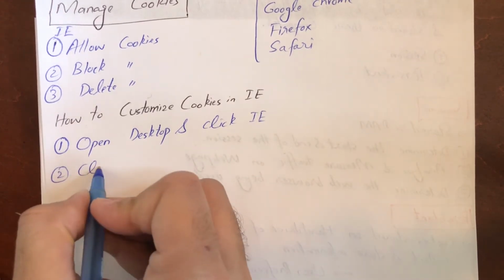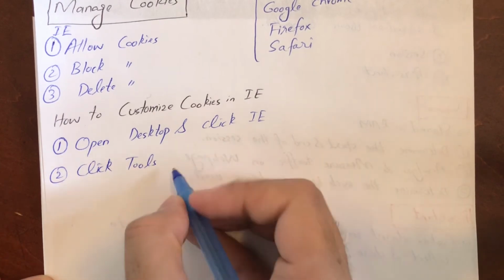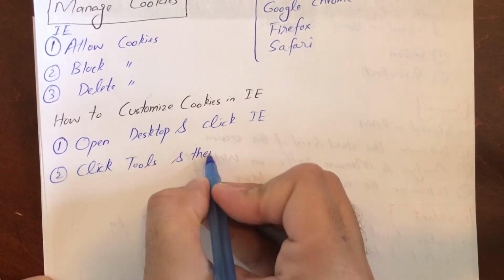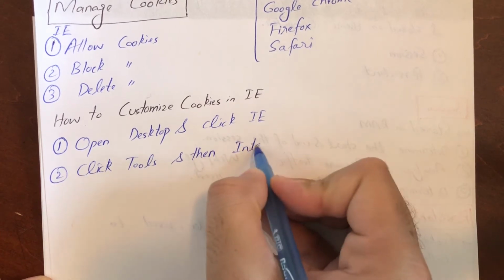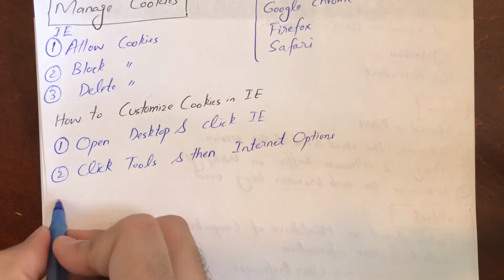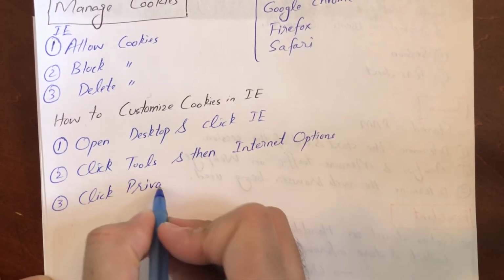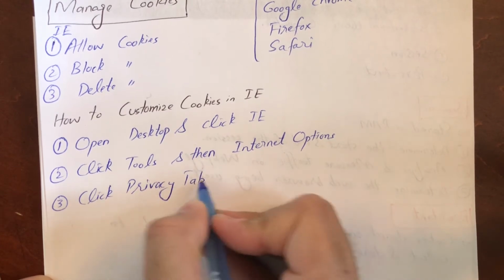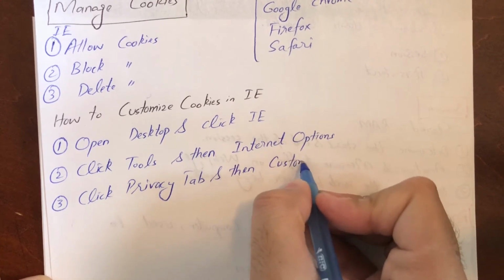The second step is you need to click Tools on Internet Explorer, and then Internet Options. Once you open Internet Options, then you need to click the Privacy tab, and then Customize cookie settings.